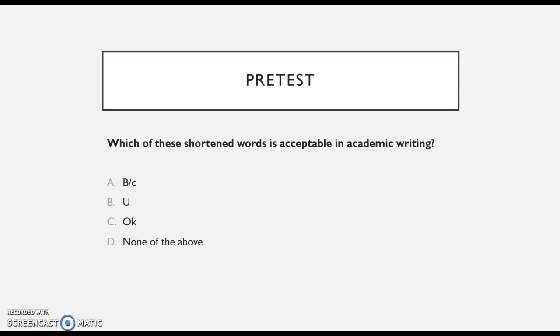And our last pretest question, which of these shortened words is acceptable in academic writing? None of the above is acceptable in academic writing, and we are going to cover this a little bit later in the lesson.